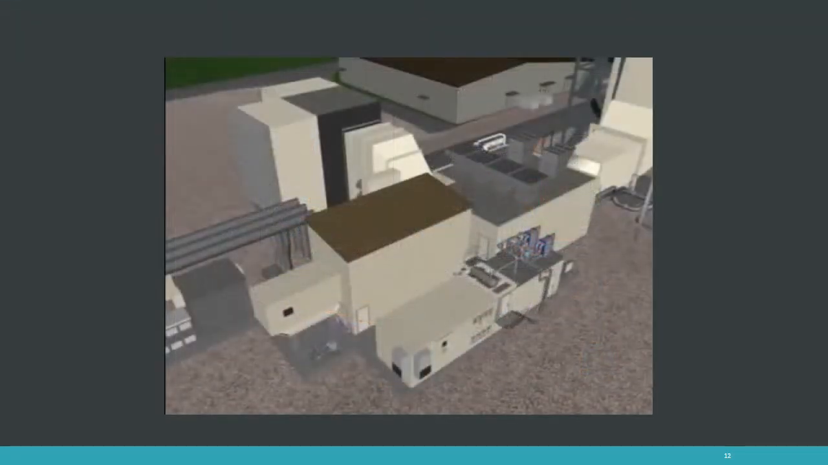Now let's watch this video, which gives you a quite good illustration of the internal components of the turbine and how the turbine actually generates the work.